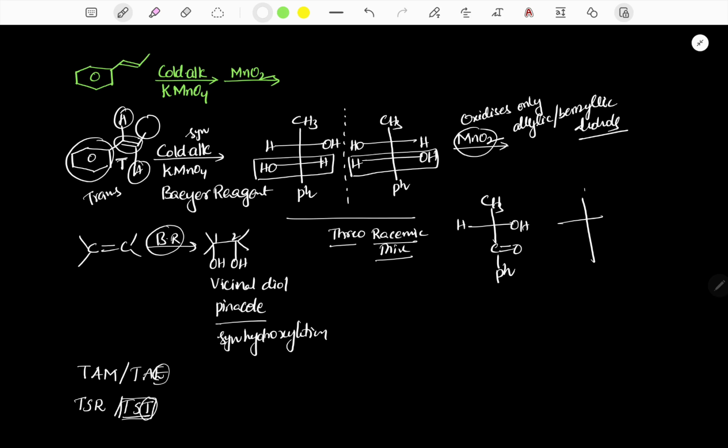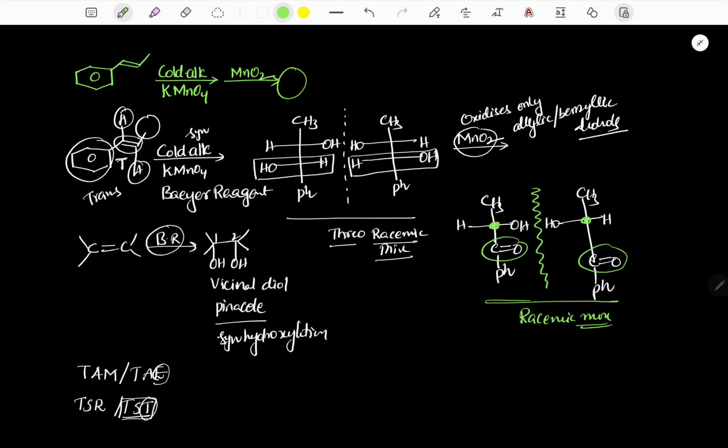Next compound: CH3, OH, hydrogen, C double bond O, Ph. So here it is the oxidized part. This overall mixture has one chiral center and another chiral center, and the overall solution is again a racemic mixture. So the final answer is these two compounds.